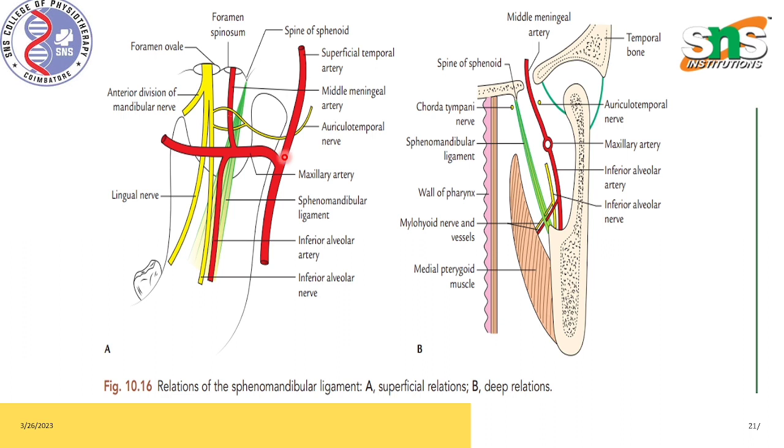So laterally it is supported by your lateral pterygoid muscle, auriculotemporal nerve, maxillary artery, inferior alveolar artery and your inferior alveolar nerve. So these are the lateral relations, and medially the relations include your medial pterygoid muscle, chorda tympani nerve, and wall of the pharynx.